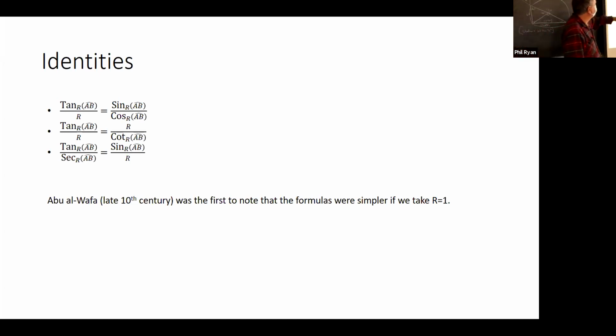And it was in the late 10th century that Abu al-Wafa said, hey, if we use r equals 1, it's going to make all our identities much easier. And so people started using r equals 1, but they still used r equals 60 because of Ptolemy. So it wasn't really until much later that r equals 1. And so when we let r equals 1, then what they call sine and cosine is what we call sine and cosine.